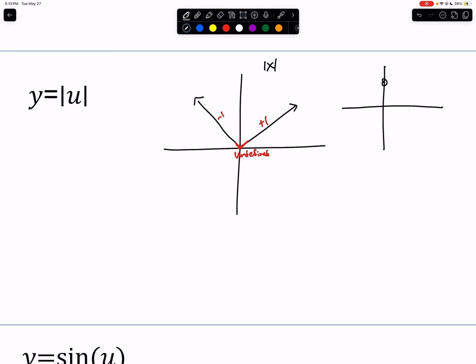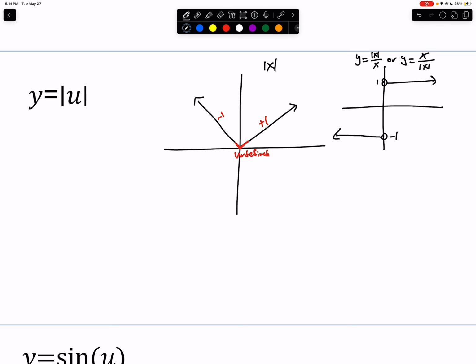We have positive 1 here, negative 1 here, undefined at 0. This kind of looks like the function y equals the absolute value of x over x, doesn't it? Or if you were thinking y equals x over the absolute value of x, you'd also be correct because these are the exact same functions.